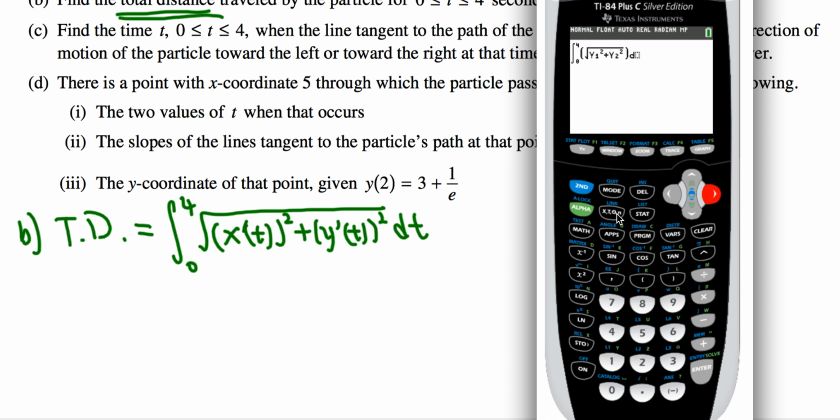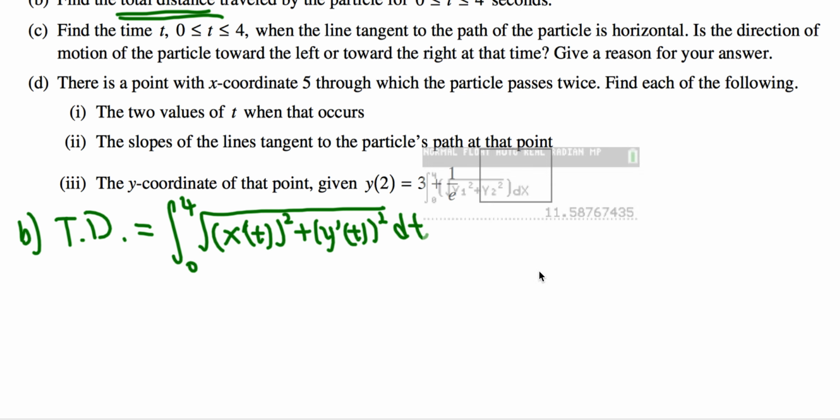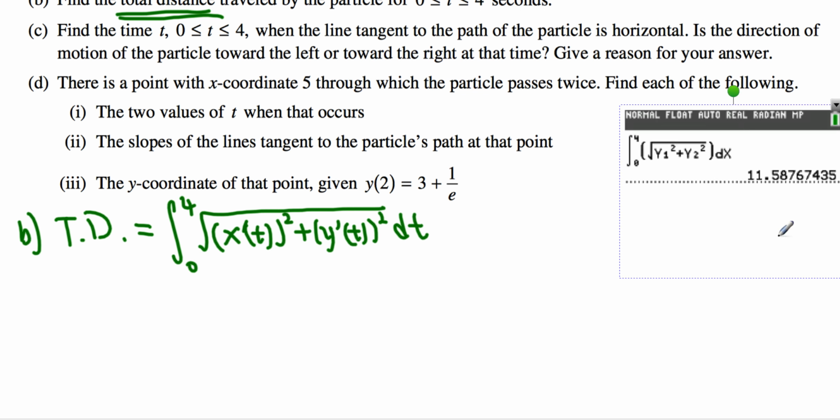But we know that we're taking the derivative against x anyway, so if you press enter, we're going to see what the values will be. So the answer was 11.6, I guess. But 11.6 meters. That would be the total distance.